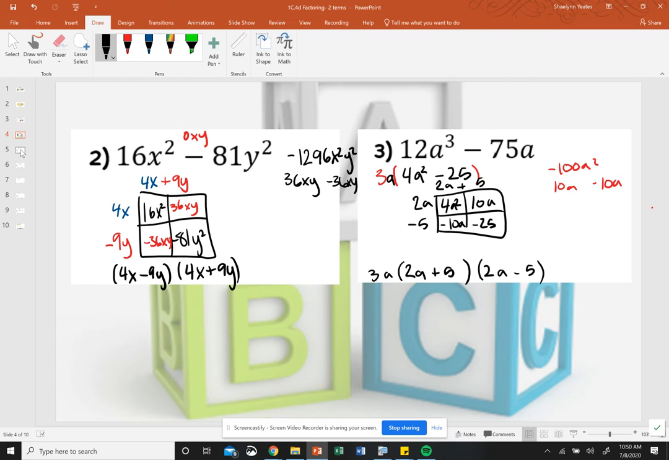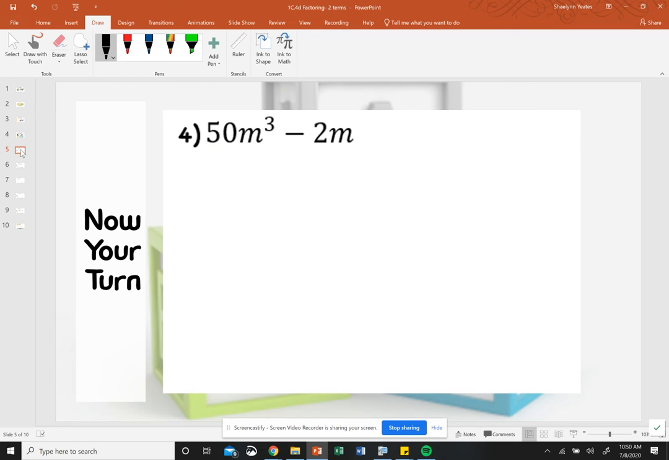All right. I want you guys to go ahead and give this one a try. You've got this. Please note you need to pull out a greatest common factor first before factoring it down. You've got this. I know you do.